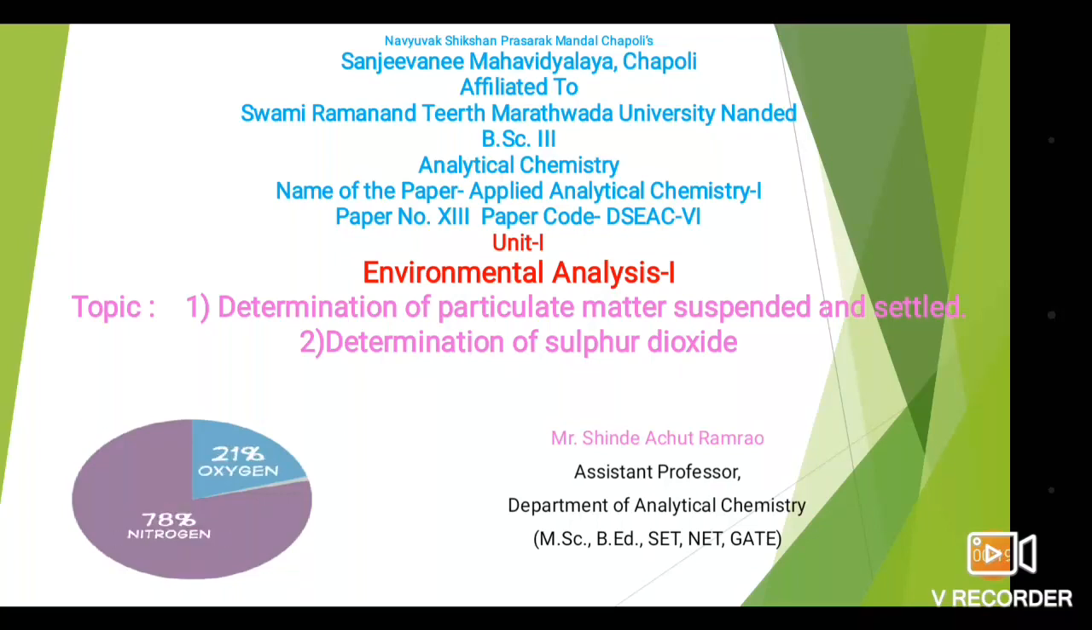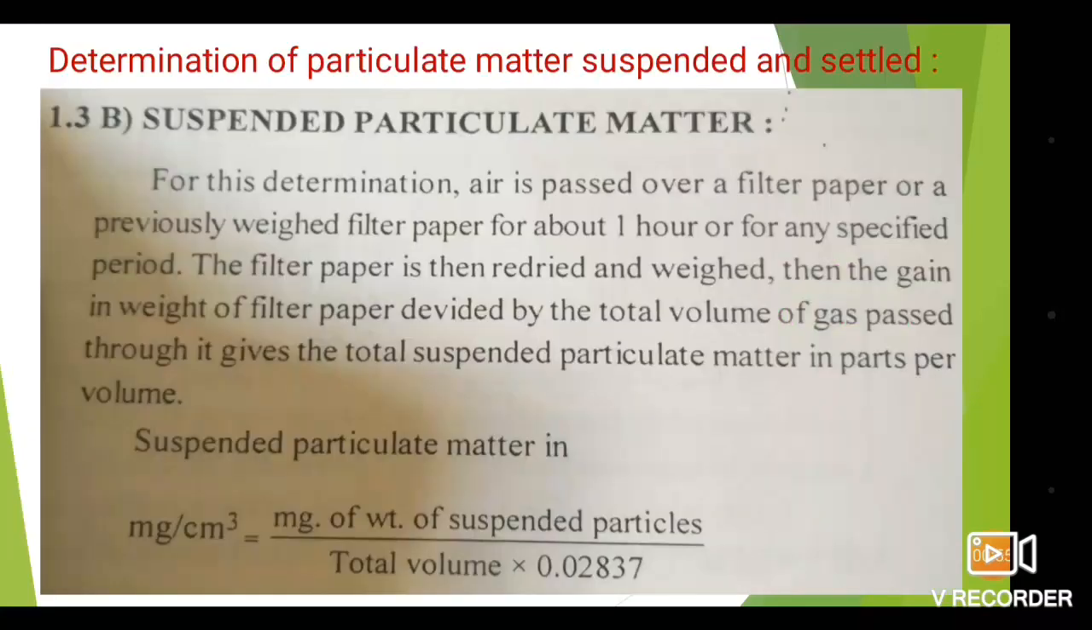In the last lecture, you learned about environmental analysis. In this unit, we have learned the composition of atmospheric air as well as the sampling of air. Now, in today's lecture, we are going to learn about the determination of particulate matter, suspended and settled, and second, the determination of sulphur dioxide. Now, let's begin with this.